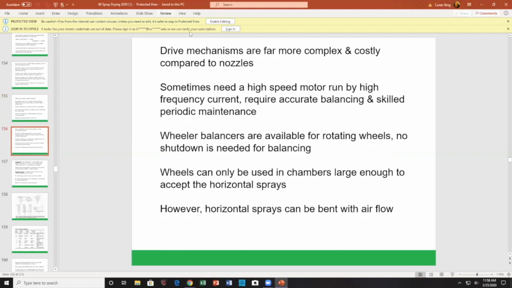Drive mechanisms are far more complex and costly compared to nozzles. Sometimes you need a high-speed motor run at high frequencies, which requires accurate balancing and skilled maintenance. Wheel balancers are available, all right? So no shutdown is needed for balancing. However, there's a diminishing return on this.